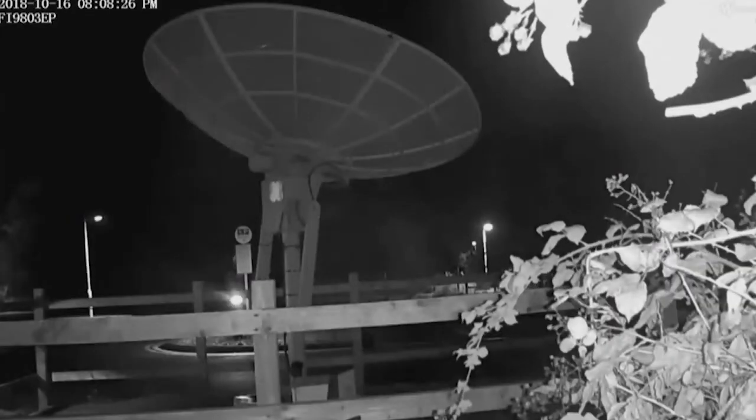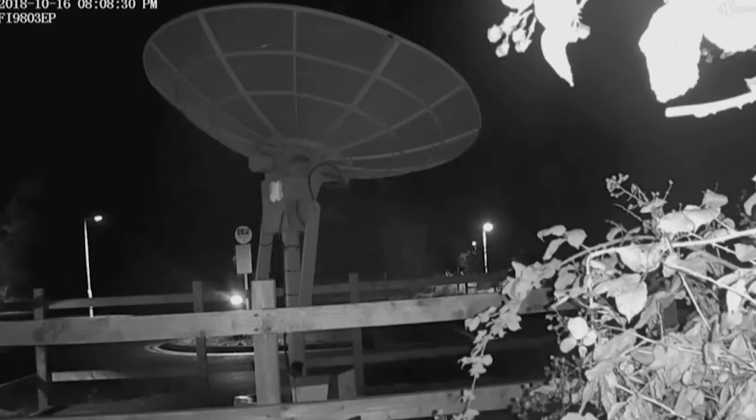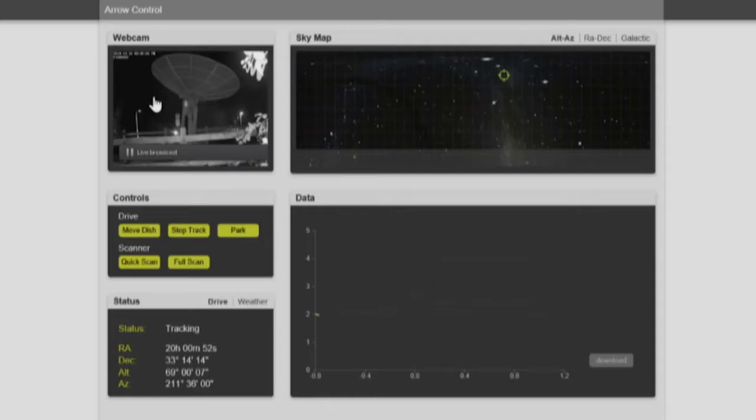So I'm going to start off by taking you live now to the interface for Arrow. We've had the Arrow telescope working away, tracking the sky, scanning away, and it's gradually moving around, tracking a part of the Milky Way that we've aimed it at previously. And I can take you now to Arrow. This is the control interface that you will be using.